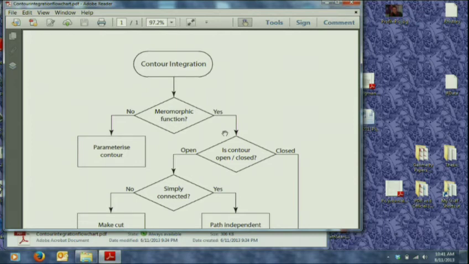This flowchart that Barry gave out, which talks about how to do contour integration, the first step of the flowchart says, is it a meromorphic function? I'm going, what does meromorphic mean? Let's look it up, hey?